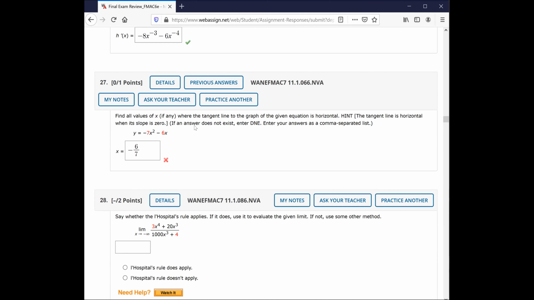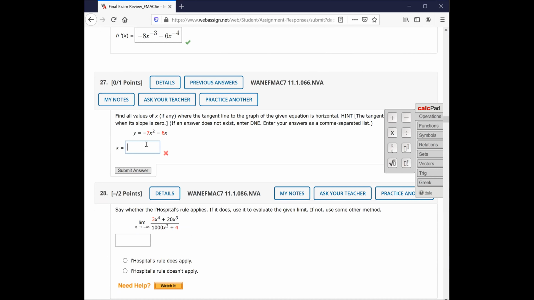So this one you have to take a derivative. You want to take the derivative and set it equal to 0. Oh, okay, got it. So the derivative is, I'll just type in here, minus 14x minus 6. And you set that equal to 0 and solve for x. So it ends up being -3/7.